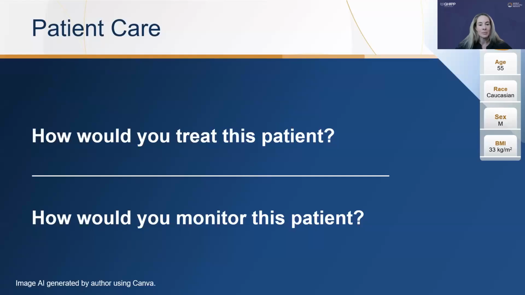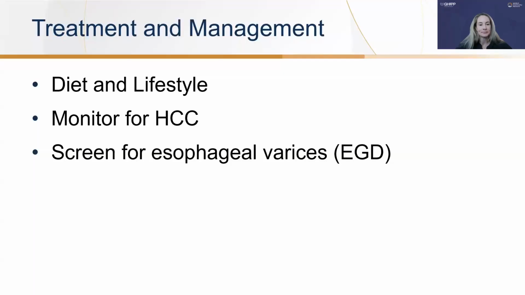So let's talk about how we would treat this patient and how we would monitor him. Unlike our previous case, because he has F4 fibrosis, he is not a candidate for Resmetirom, unfortunately, and there are no FDA-approved pharmacologic therapies for MASH with cirrhosis at this time, although there's a lot, of course, in clinical trials and being studied. In terms of diet and lifestyle, again, I would reiterate the importance of complete alcohol abstinence, just because we know that alcohol could accelerate progression and increase risk of decompensation in this patient.